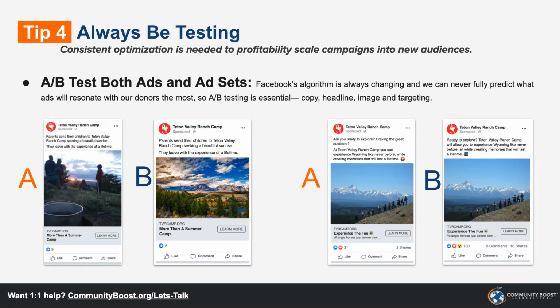And for those of you who might not be as familiar with a marketing A/B test, what we do at Community Boost is we run A/B tests where we're only changing one variable across our ads, ad sets, or campaigns. So in this example for Teton Valley Ranch, we have 2 ads that are exactly identical except for the image, and we're testing 2 different images. And on the right-hand side, we have 2 ads that are using the same exact image, but we're testing different creative. And we do these iterations over the course of the entire month.